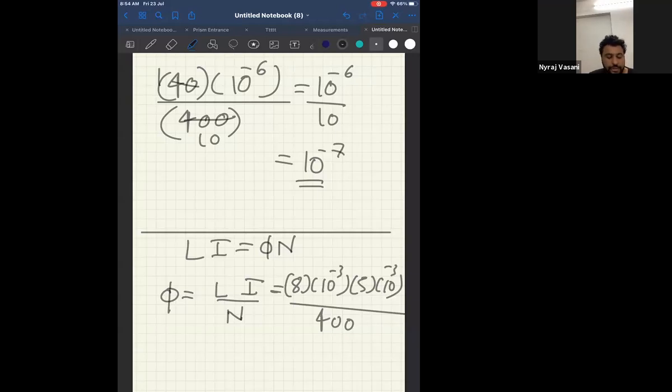But the options are in mu naught. Now, I know 10 power minus 7 can be written as mu naught by 4 pi. Correct? Because mu naught by 4 pi value is 10 power minus 7. Therefore, mu naught by 4 pi, option is A. Just check. The correct option which matches mu naught by 4 pi is option A. Just check. Got it?